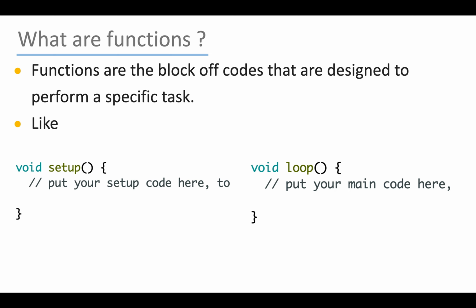Like we have the void setup function, which is used for setting up the pins, and we also have void loop, which is the main function of a program. Now these are the basic functions that you have already seen. In this video we will discuss a few more.